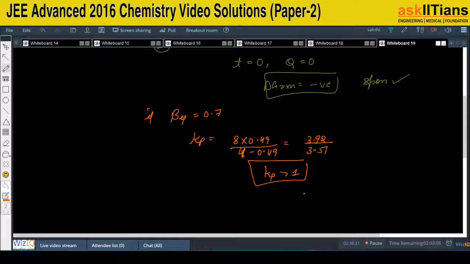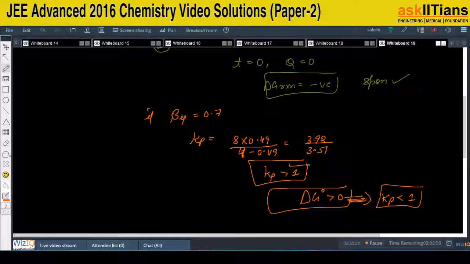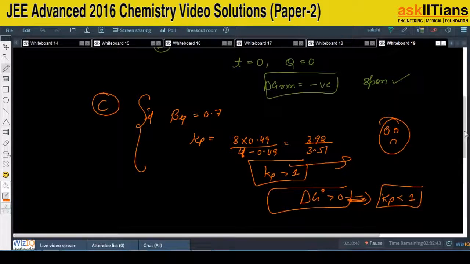Since it is given that delta G naught of the reaction is greater than 0, it is proved that Kp should be less than 1. But here this option says that Kp should be greater than 1. So we have got the incorrect statement that we have been looking for. So for the time being, let's mark option C as the answer.